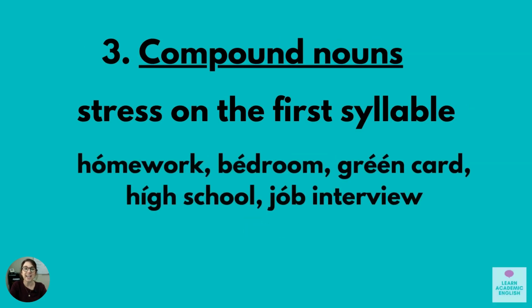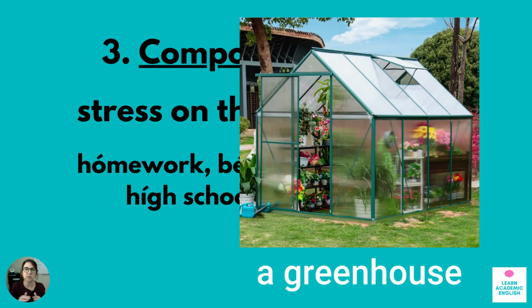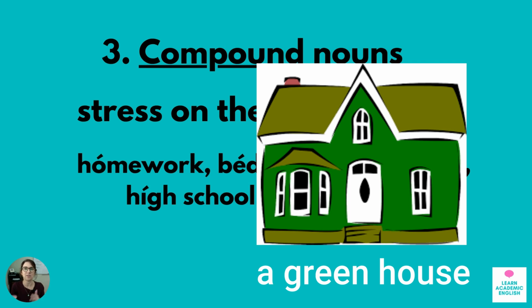Okay, let's go to the next rule, which is about compound nouns. Compound nouns are words like homework, where we take 2 words and we put them together to make a noun, okay? And compound nouns have stress on the first syllable. And this is actually important because if we have a word like greenhouse, which is a kind of glass house where you can grow plants, if we pronounce that word with stress on both syllables, then we're talking about a house that is green, a green house.